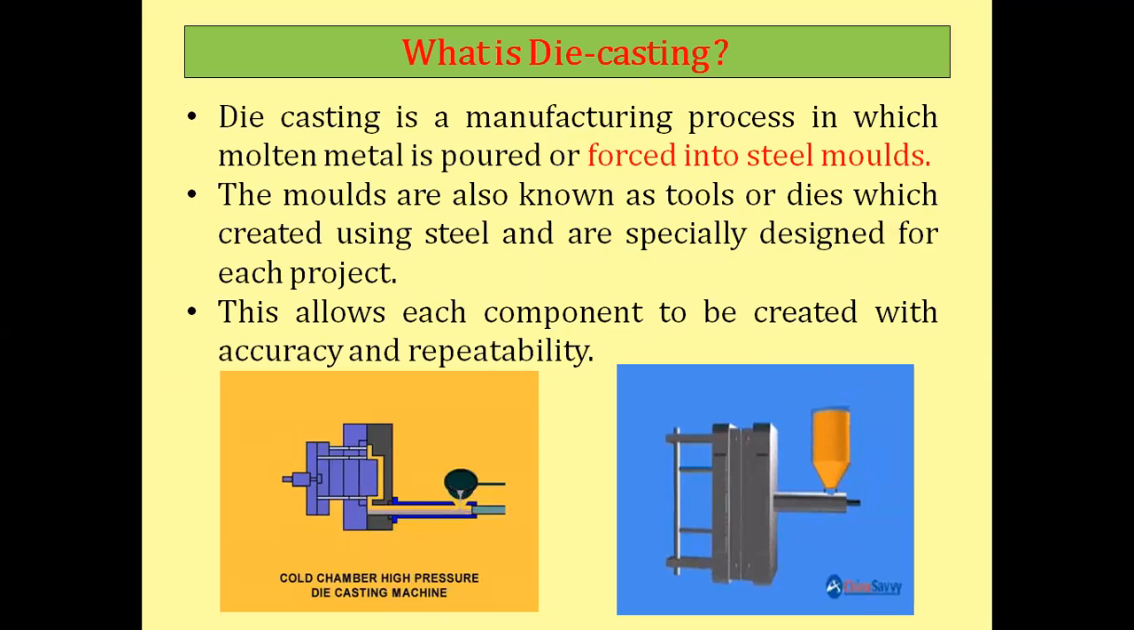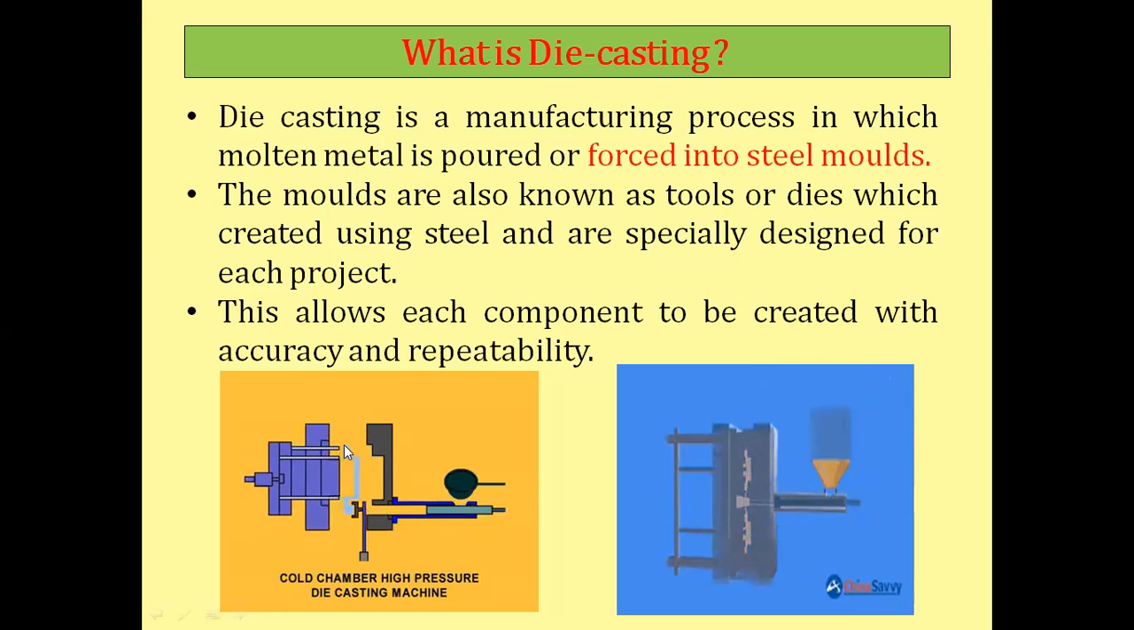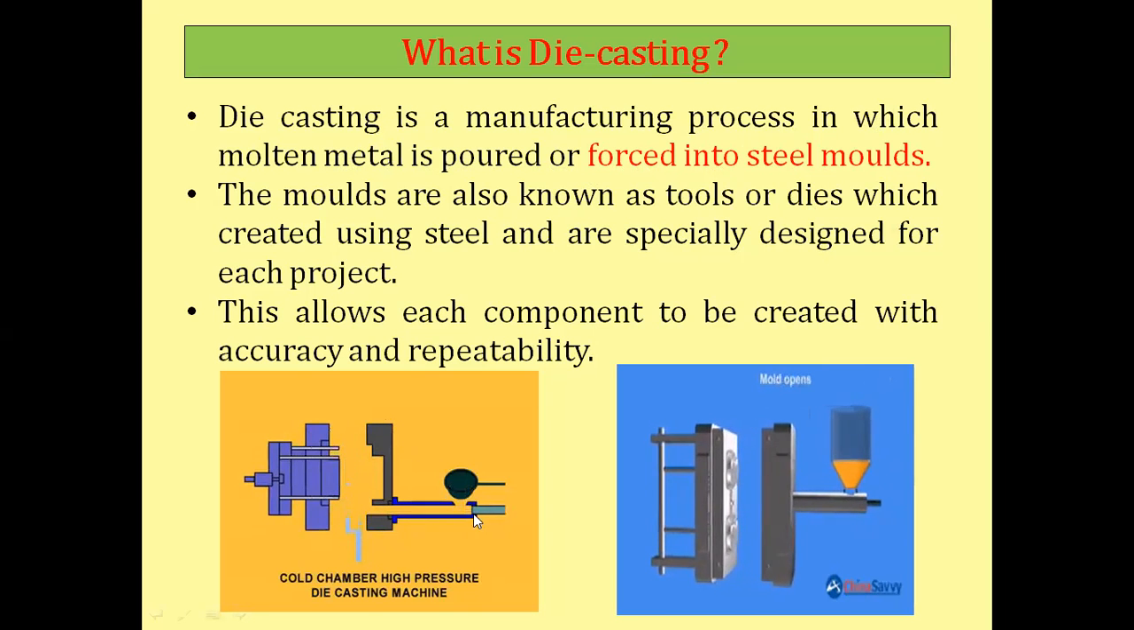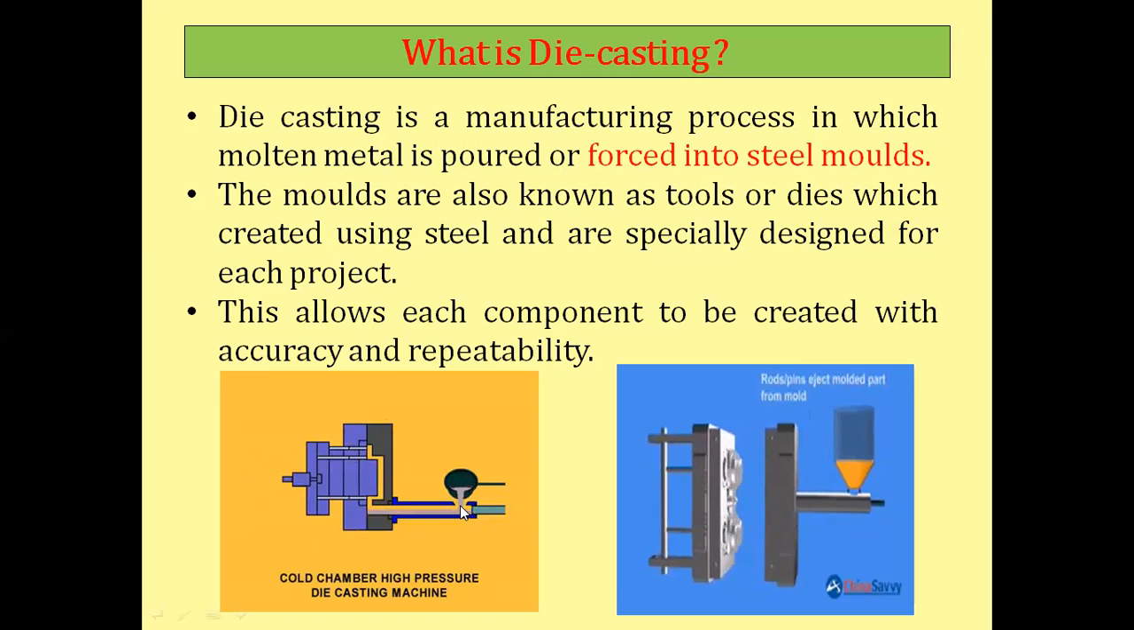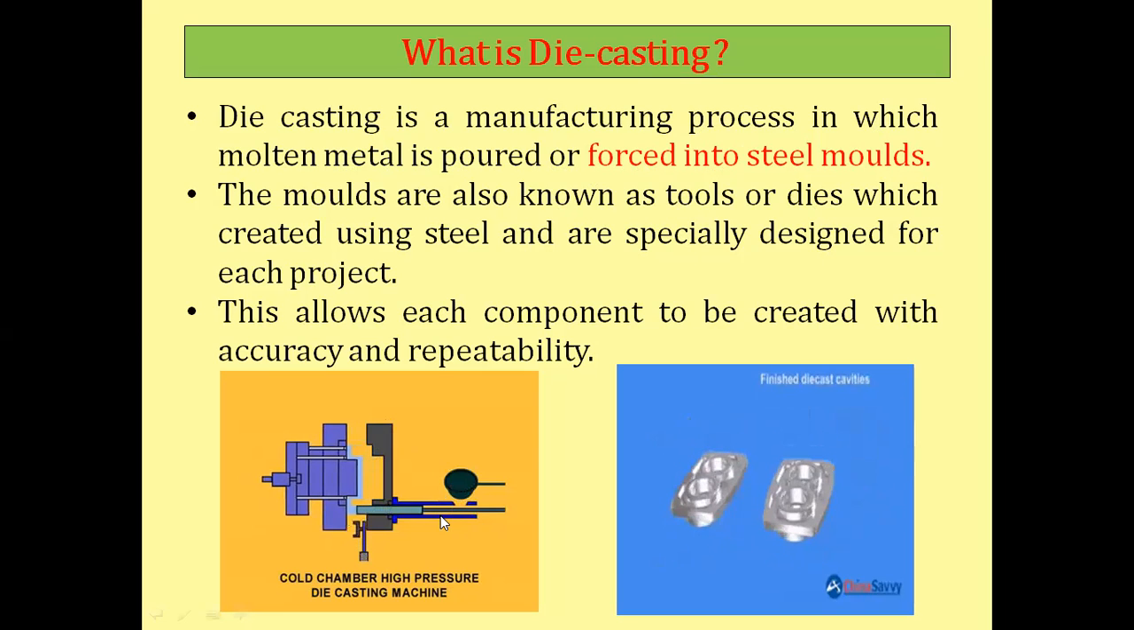Now come to the second type of casting, which is known as die casting. Die casting is a manufacturing process in which molten metal is poured or forced into a steel mold. The mold used in die casting is a metal mold, and in that metal mold you pour the molten metal and forcefully fill the cavity.